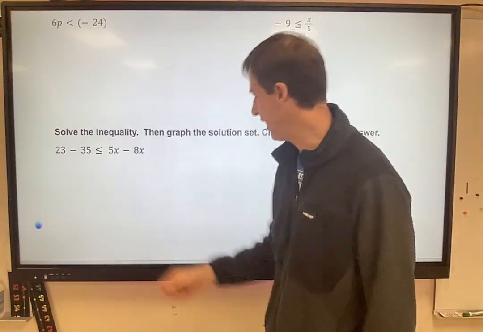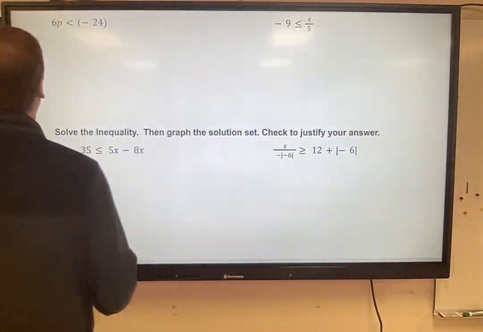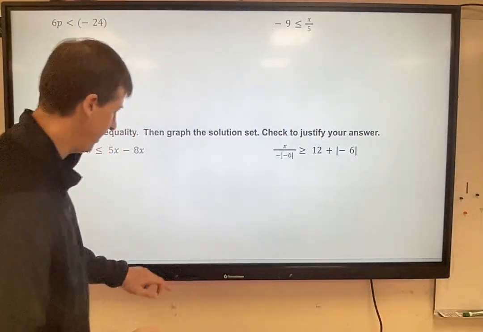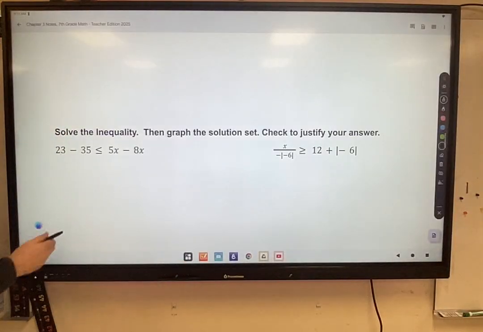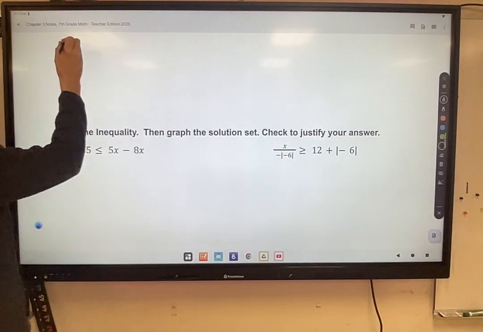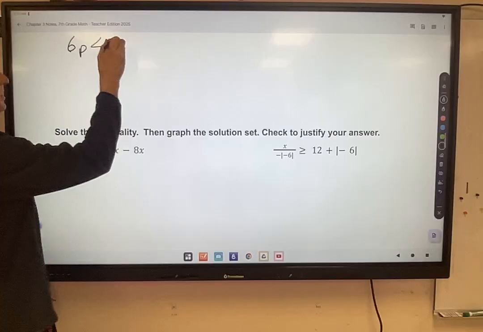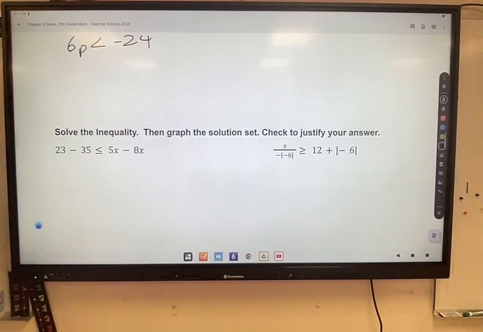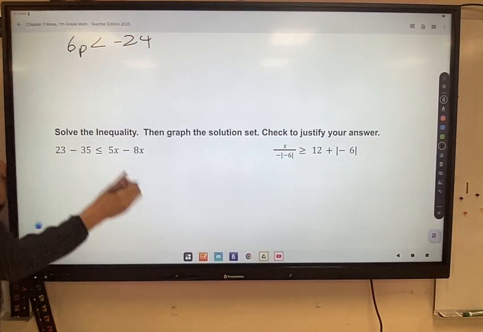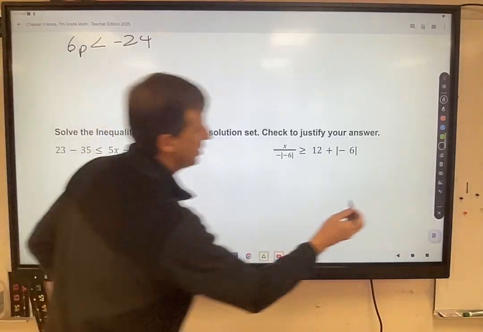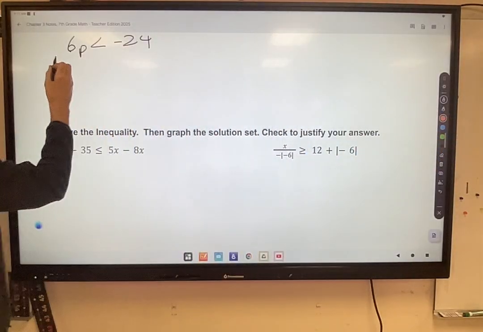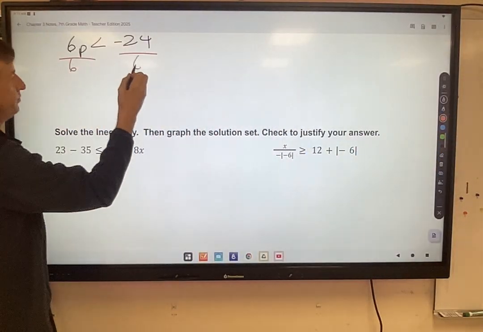Okay, 6p is less than negative 24. On this one, I'm going to write here, 6p is less than negative 24. When I solve this one, I want to get the p by itself, so I've got to get rid of the 6. So what I'm going to do is divide both sides by 6.